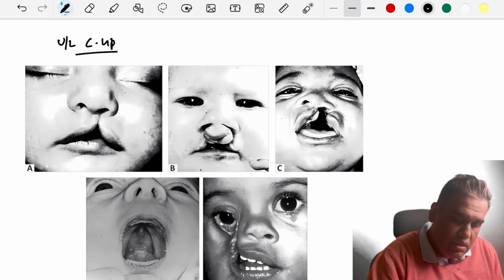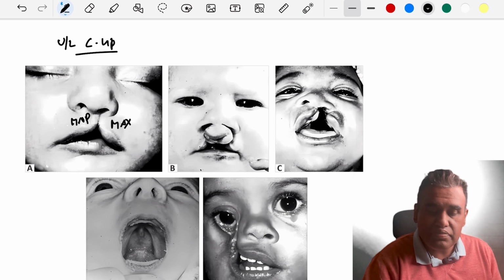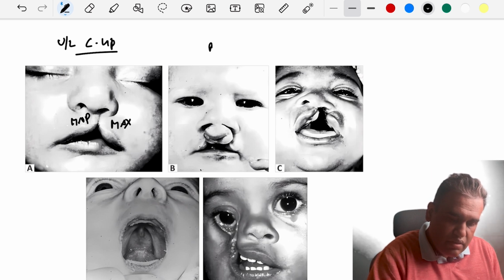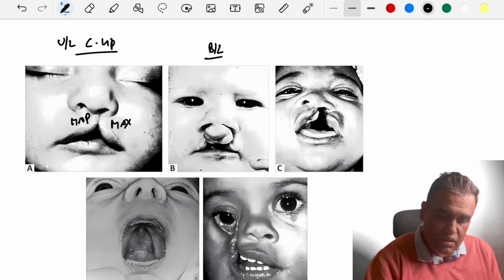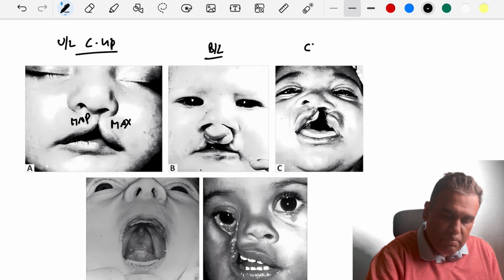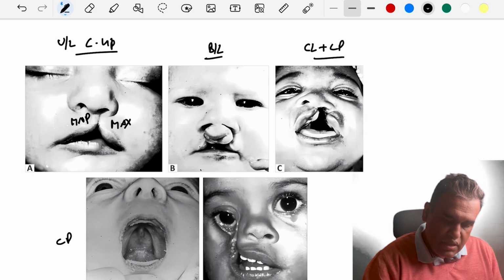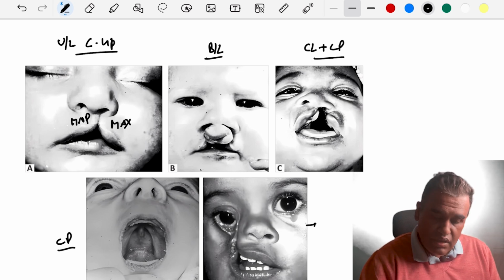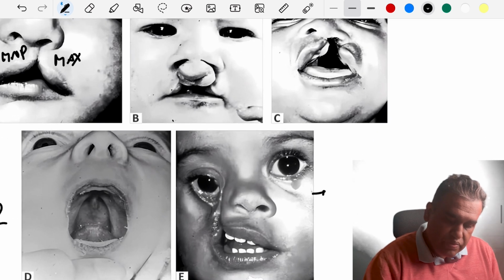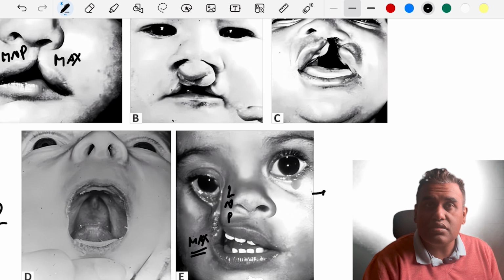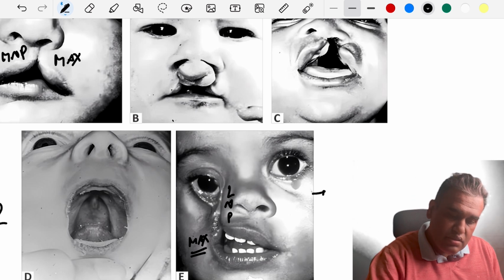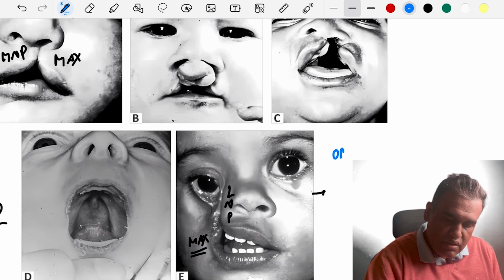non-fusion of the maxillary process and medial nasal process on one side. The same thing here, a bilateral cleft upper lip. Here, cleft lip plus cleft palate. Here we have cleft palate, and in this option it is non-fusion of the maxillary process on the sides with the lateral nasal process. And this is known as an oblique facial cleft.